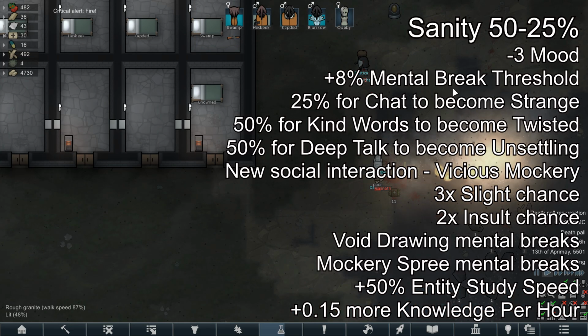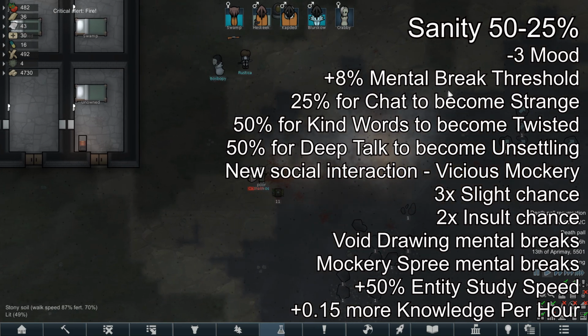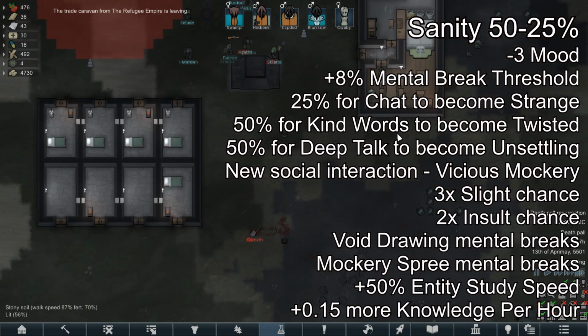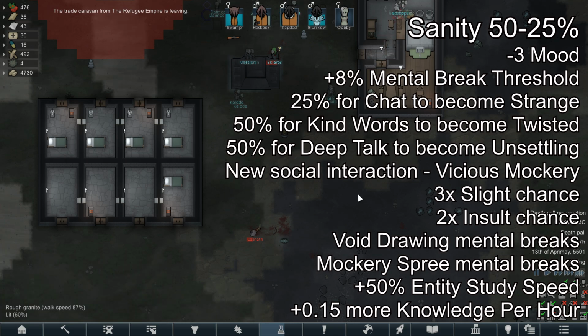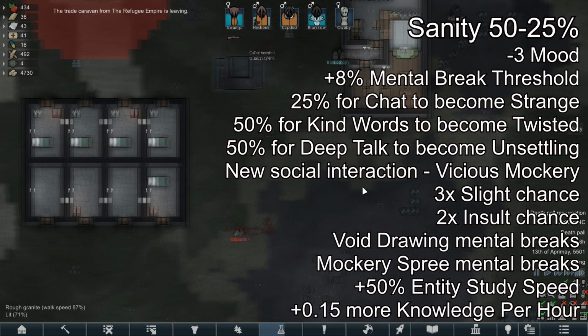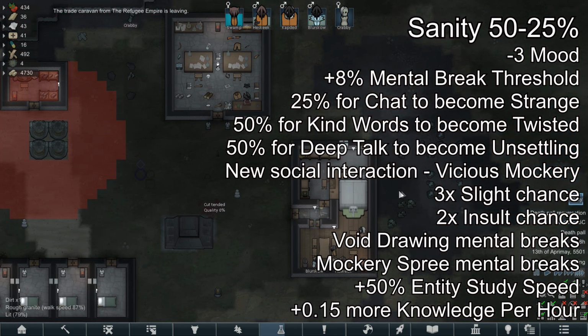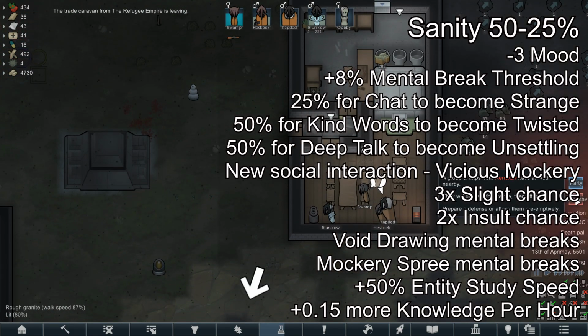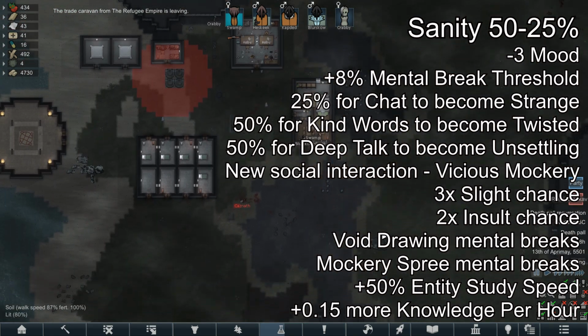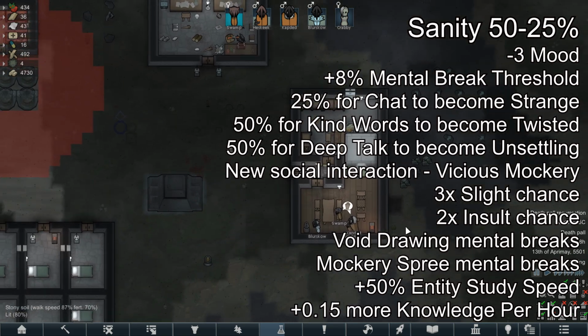From 50 to 25%, that red pill becomes black. A more severe impact on mood, mental break threshold, chit chat is now at a 25% chance to become strange chat, with a 50% chance that kind words and deep talk become distorted into either twisted words or unsettling talk.